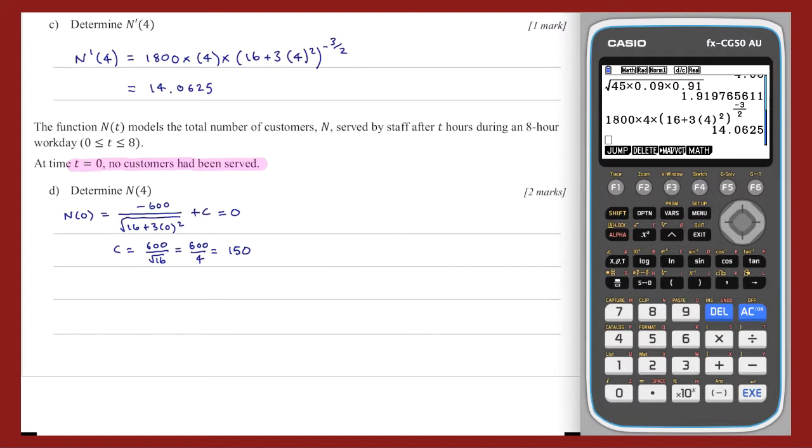Now that the constant of integration has been found, n of 4 can be determined by substitution. This can be evaluated on our CG50.